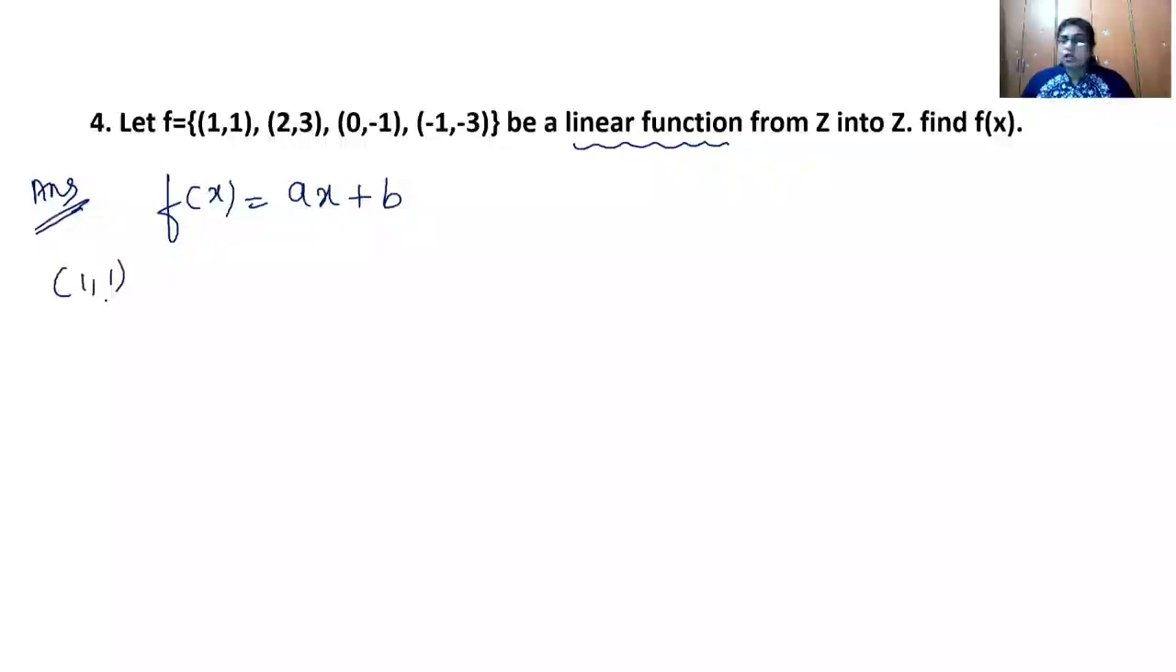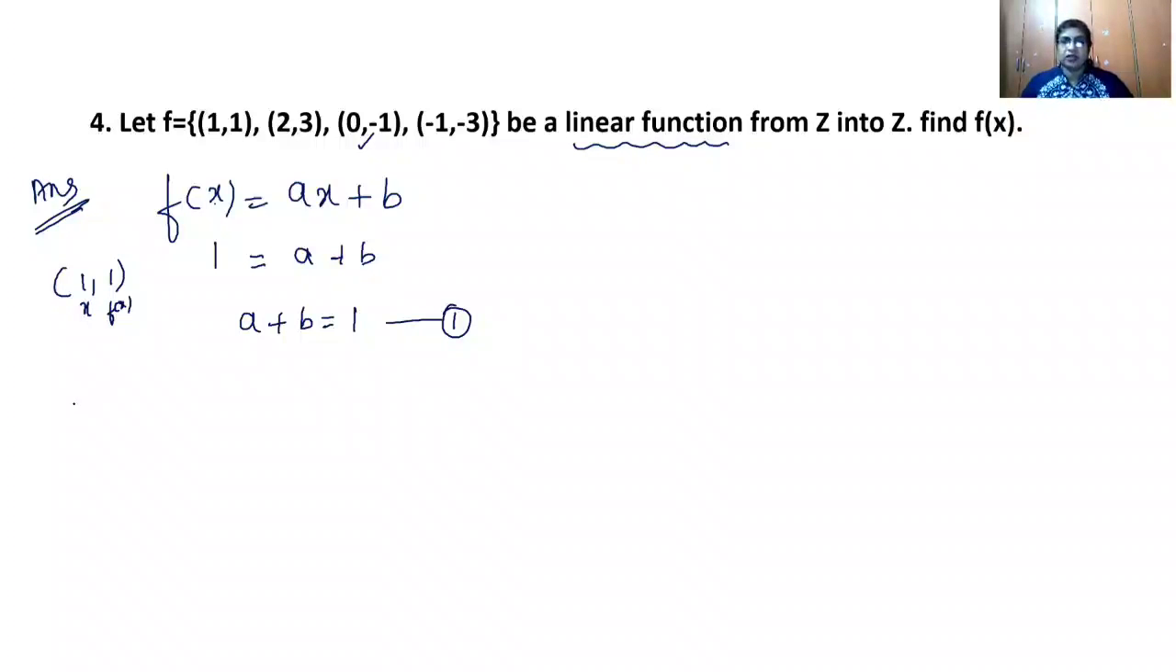(1, 1). What is this (1, 1) telling us? It tells us that you take the x value as 1 and f of x is also 1. So 1's image is 1. Is that clear? So in place of f of x, if I put 1, it is equal to a into 1, so that is a plus b. We have a plus b is equal to 1. Call it the first equation.